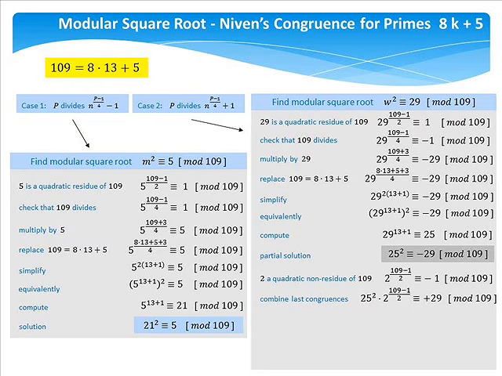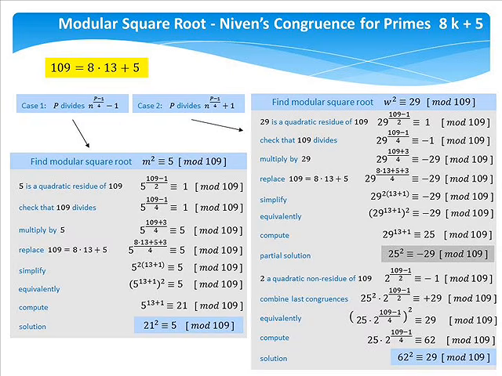Next, we combine this congruence with the partial solution and rearrange it so that the left-hand side becomes a perfect square, and compute the residue of 25 times 2 raised to (109 minus 1)/4. The final result is 62 squared is congruent to 29 modulo 109.